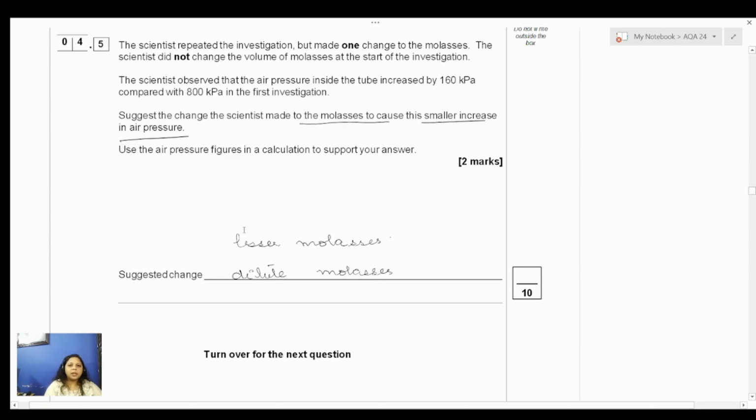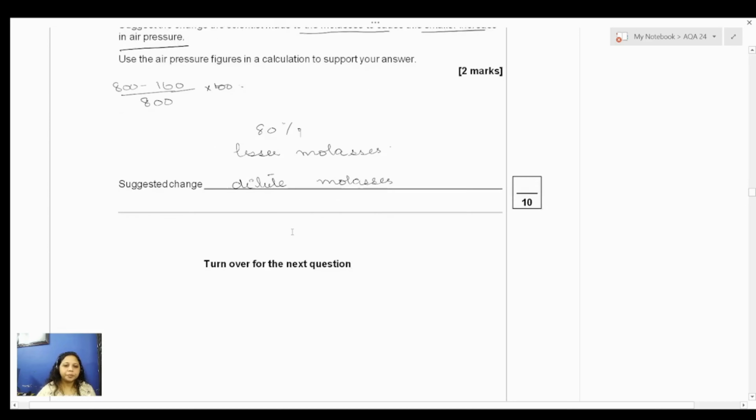Okay. Let's calculate the percentage over here. So what is the percentage? 162, 800. What is the increase? 80%. It would be 80%. Okay.